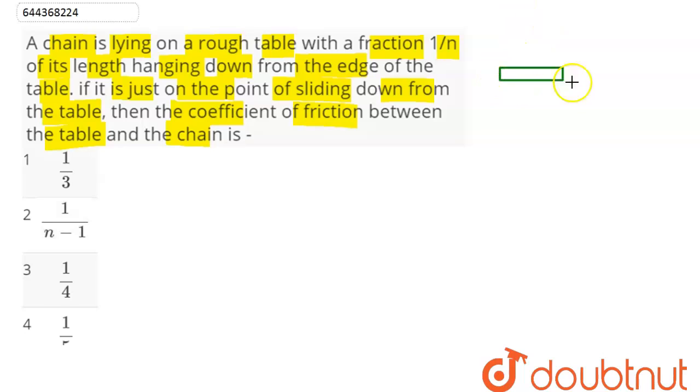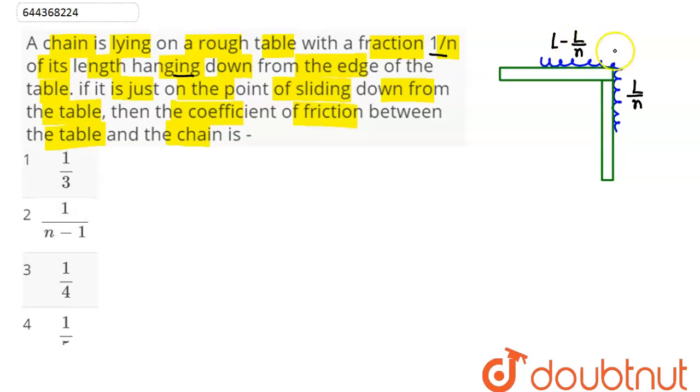Now suppose this is our table and here we have this as our chain. The question says 1 upon n part of its total length. So total length is suppose L. So L upon n part hangs downward. It says 1 by n of its length hanging down from the edge of the table. So the remaining length here will be L minus L upon n. The question asks for the coefficient of friction between the table and the chain.